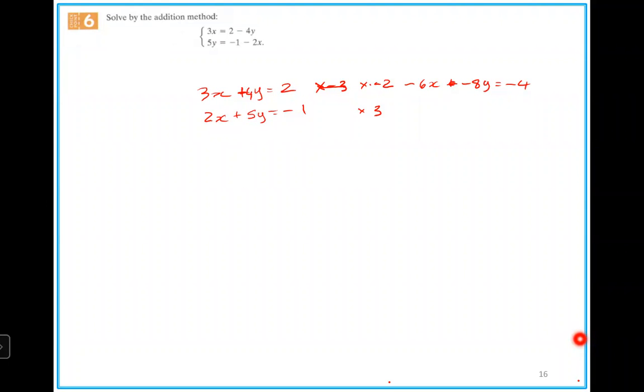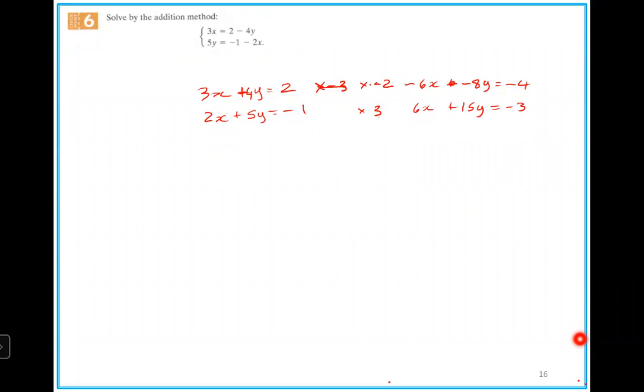And for the bottom, I got negative 6x. Well, you multiply them by 3 now. 3 times 2x. What is 3 times 2? So that's 6x, and then 3 times 5 is 15y, and 3 times minus 1 equals minus 3. Okay.